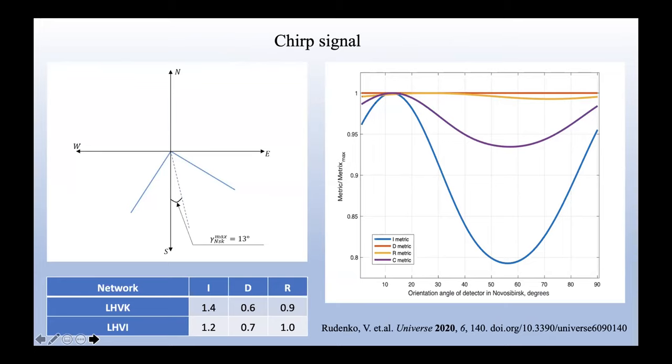The polarization reconstruction parameter is the most sensitive to the orientation angle. The optimal angle which maximizes criterion C is 13 degrees. The table shows the ratio of the criteria values calculated for the Eurasian network with the optimal detector angle and the reference networks. It can be seen that the Eurasian network better copes with the recovery of the gravitational wave polarization, as well as being relatively effective in restoring the source parameters.